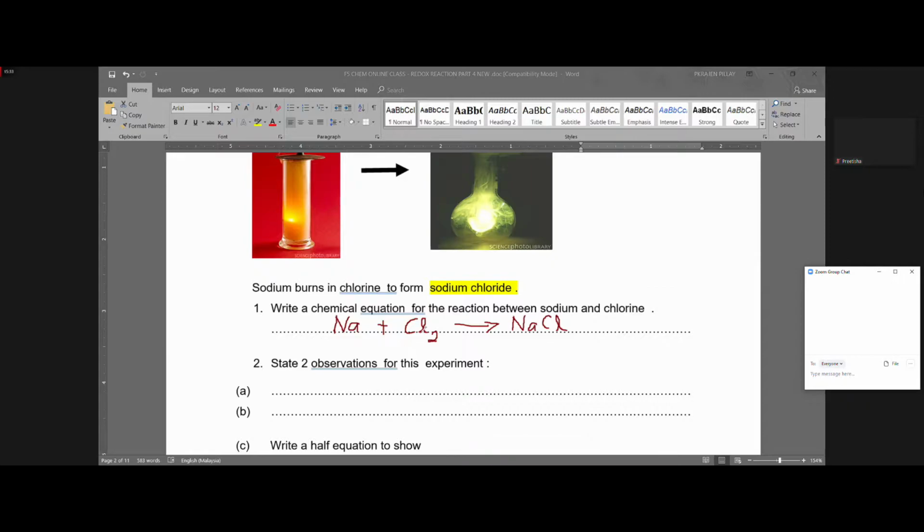Okay, let's check. 2 chlorine, so there's only 1 chlorine here, so I put a 2 there. Right? So 2Na, Cl2, 2NaCl. This is solid, this is a gas. Okay. So write down the 2 observations now for this experiment. The first observation, Elisa, one try. What's the first observation?